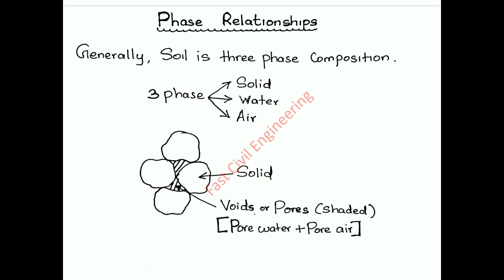Phase relationships. Generally, soil is a three-phase composition, that is solid, water and air. Within the solid particles, there are voids or pores, that is the shaded area. The voids are made by water plus air, shown in the figure.